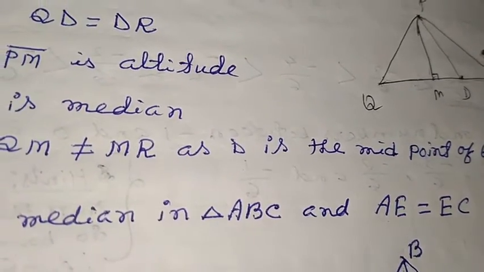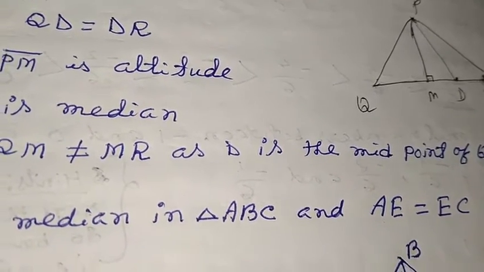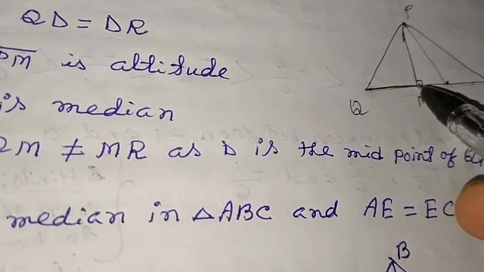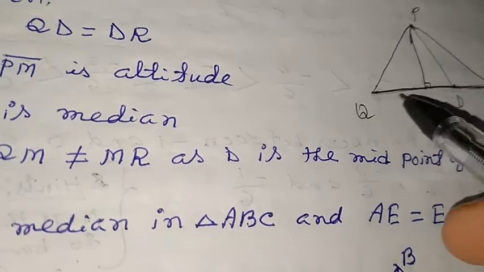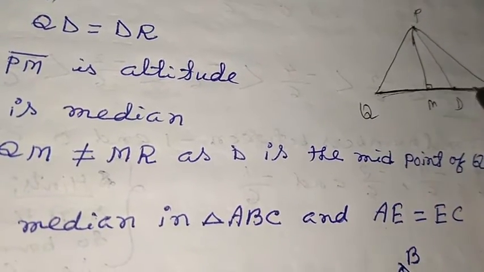Okay, and the last point: the question says, is QM equal to MR? Is it possible that QM equals MR? Okay, so it is not possible, QM is not equal to MR, but we can say that QD equals DR.